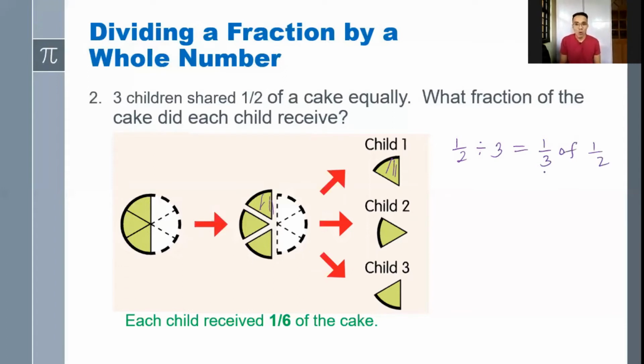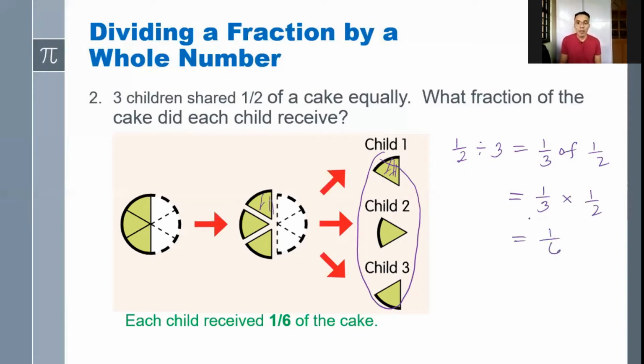How did I get 1/3 of 1/2? This is your 1/2. And this 1/2 is divided into 3 equal parts, which means that one part is 1/3 of 1/2. That's why we have here 1/3 of 1/2. And 1/3 of 1/2 is translated to 1/3 times 1/2. This is equal to 1/6.